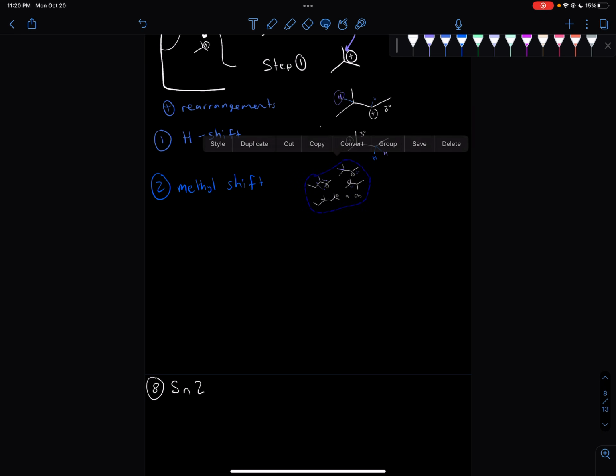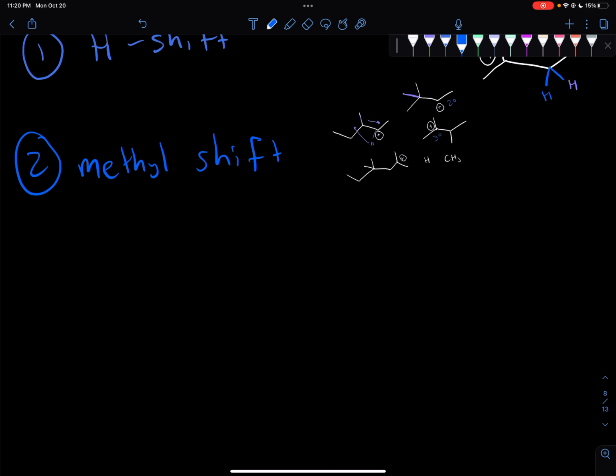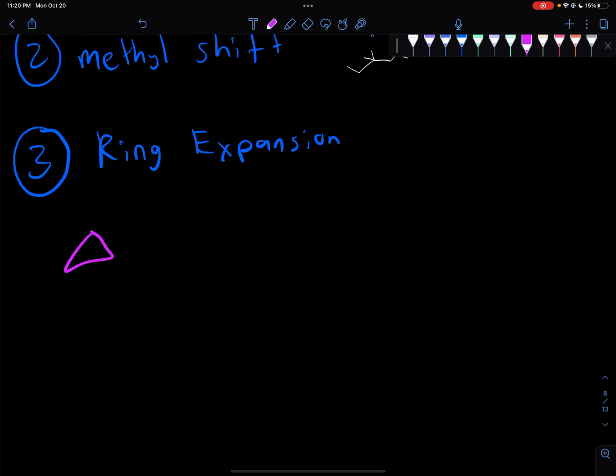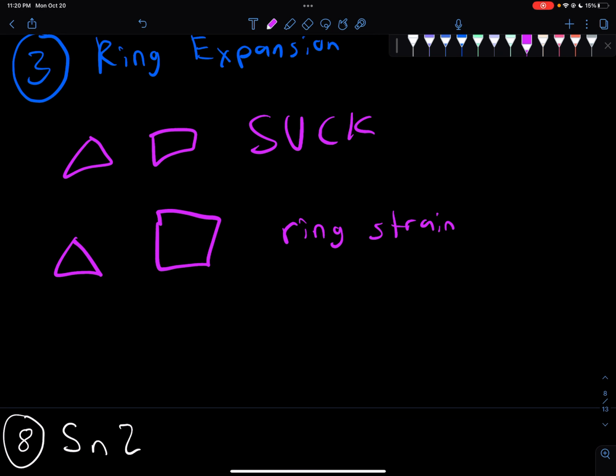Okay, so those are pretty simple. Now let's do the annoying one, which is not annoying for me. It's very fun. But this is called ring expansion. So I want to mention one thing. Triangles and squares suck. These are very strained. It's called ring strain. The triangle is not going to apply here, but just know for the future, triangle cyclopropanes are trash.